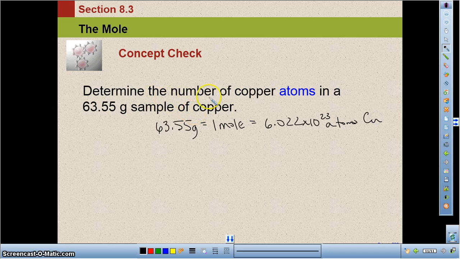So this wants to know how many copper atoms are in the sample. Well, it just stands to reason that because this is a mole of copper atoms, there would be 6.022 times 10 to the 23rd atoms of copper in that sample.